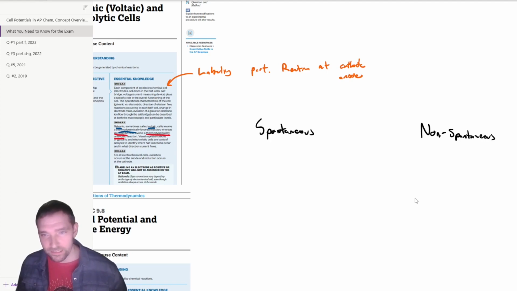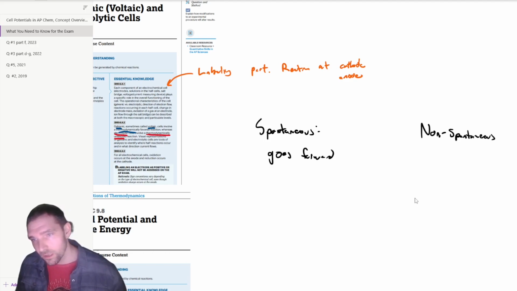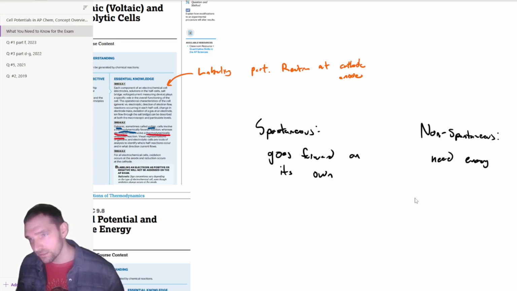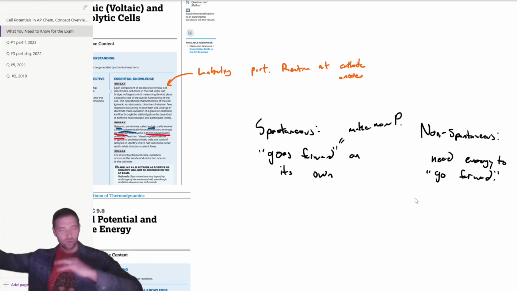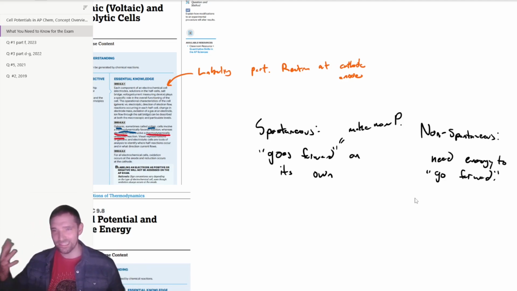If we're talking about spontaneous, that means it goes forward on its own. And this does not go forward on its own, so this needs energy to go forward. And by go forward, I mean make more product. That's the big picture. Are we making more product when we're considering this reaction, or does it need energy to do that? Will it do it on its own, or do you need to power it?